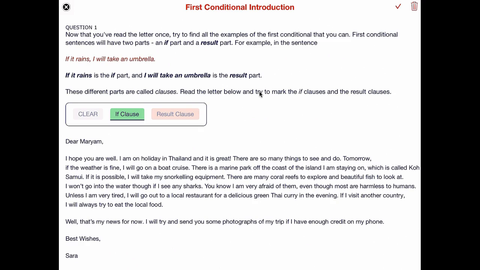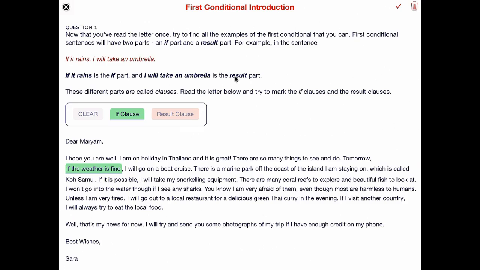Then, every conditional has two parts to it. And these parts are called clauses. So when you hear the word clause, we're just talking about a part of a sentence. If it rains is a clause. It's the if part or the if clause. I will take an umbrella is the result part or the result clause. It means, if the first one happens, then the second one will happen. So you simply had to find the if clauses and find the result clauses.